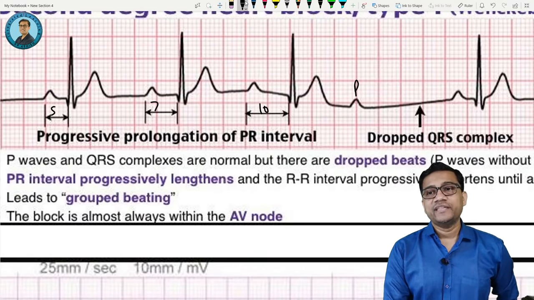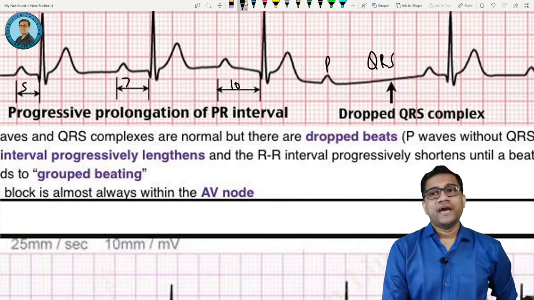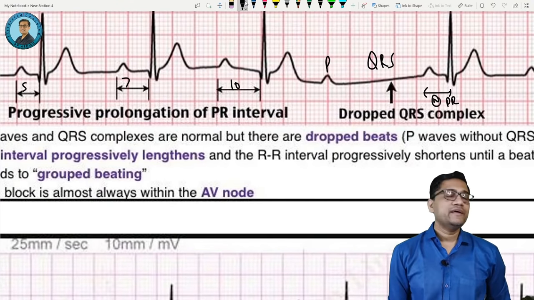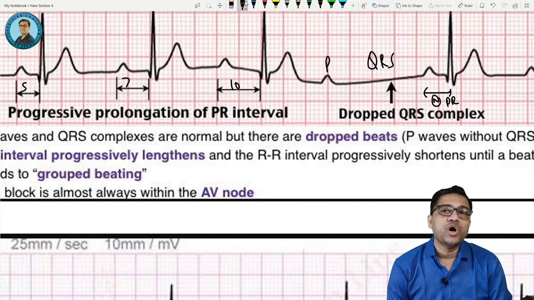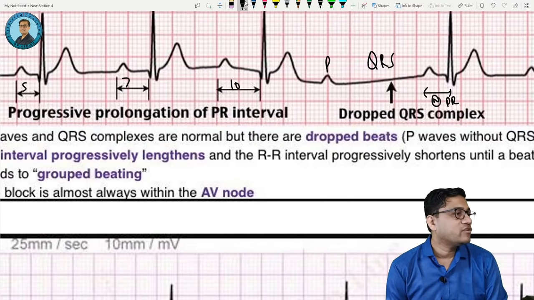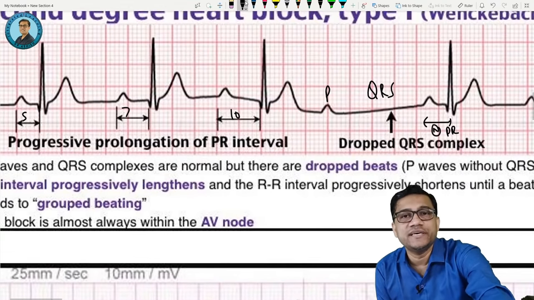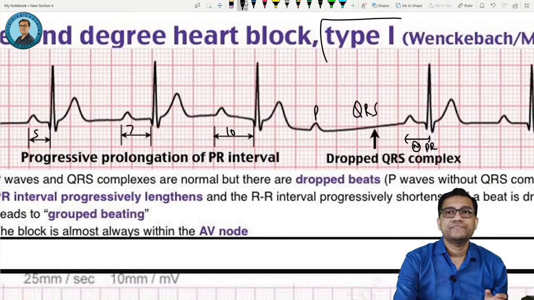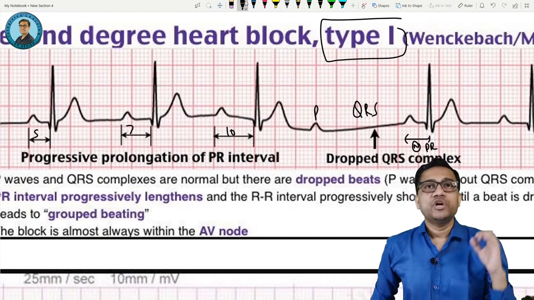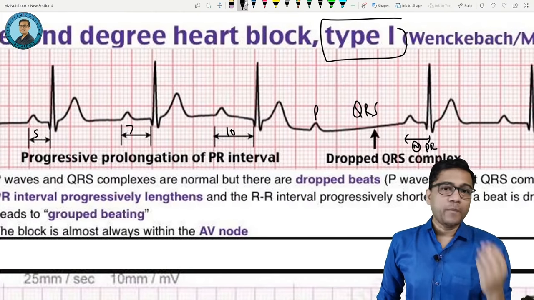Here there is a P wave and no QRS. QRS is missing. And again what happens? Normal PR. Clear? This is called the Wenckebach phenomenon. I hope it is clear. So this is Wenckebach, easy. Type 1 Mobitz. So what is Mobitz? Dropping of the beat. Mobitz is dropping of the beats.